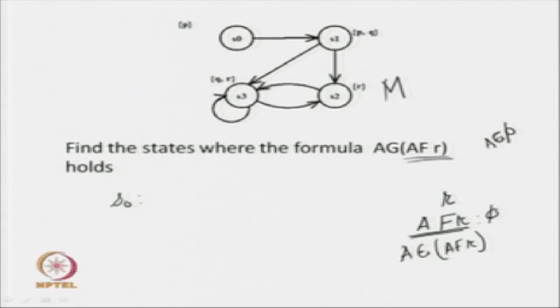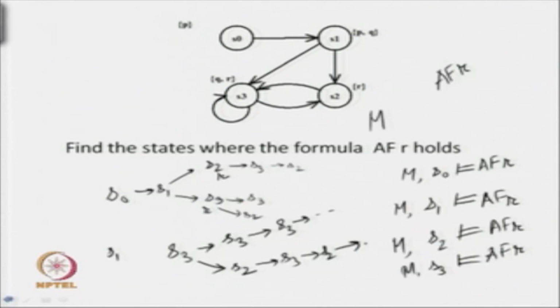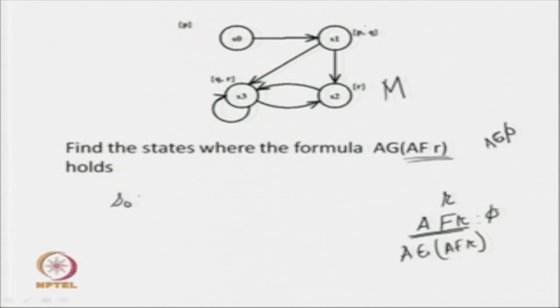Now, let us go back to my previous example. In the previous example we have seen that AFR is true in all those 4 states. What does it mean? Since AFR is true in all states, I can label those states with the formula AFR. So, now you can say that in state S0 AFR is true, in state S1 AFR is true, in state S2 AFR is true, in state S3 AFR is true.